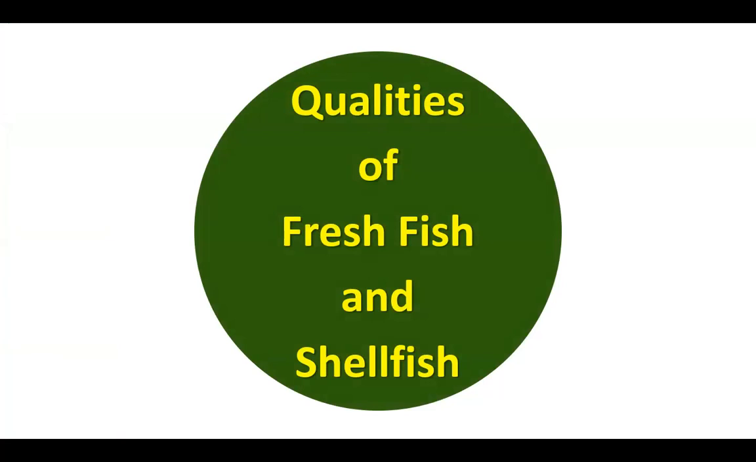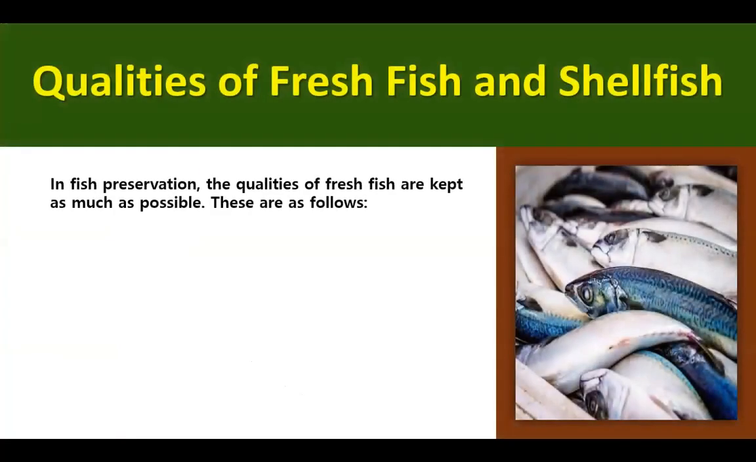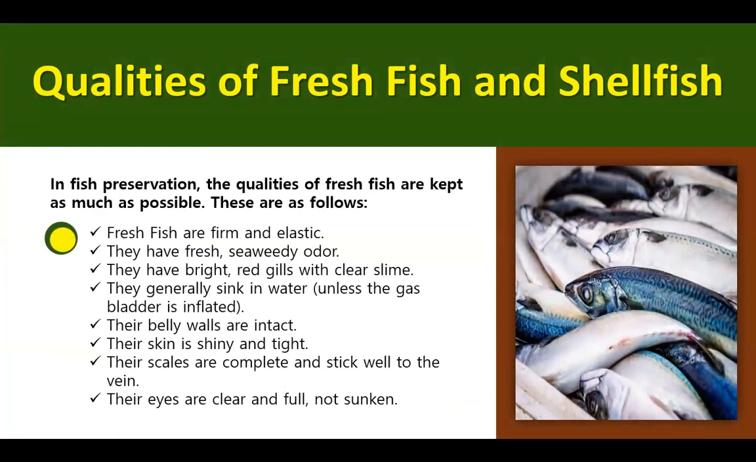Qualities of fresh fish and shellfish. In fish preservation, the qualities of fresh fish are kept as much as possible. These are as follows. Fresh fish are firm and elastic. They have a fresh seaweedy odor. They have bright red gills with clear slime. They generally sink in water unless the gas bladder is inflated.